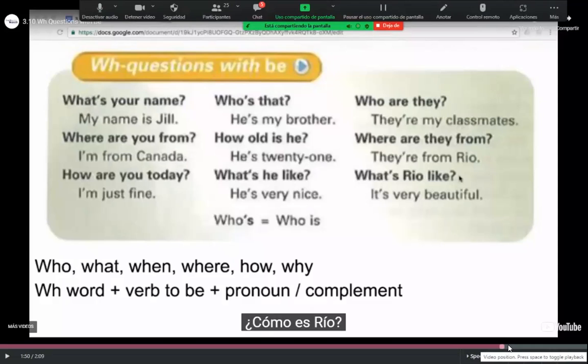How old is he? ¿Cuántos años tiene ella? How do you say cuántos años tiene ella? 21. How old is she? ¿Cuántos años tiene él? How old is he? ¿Cuántos años tienes tú? How old are you? Sí, estamos bien ahí. How old is he? How old is she? How old are they? ¿Cuántos años tienen ellos? Ellas.